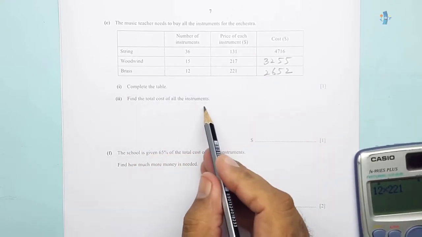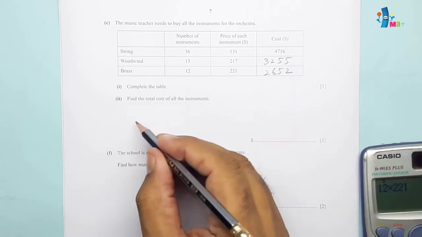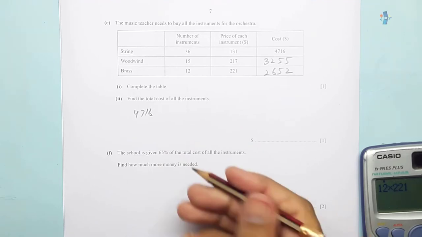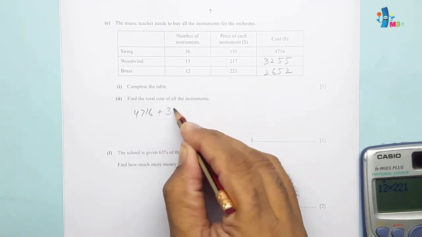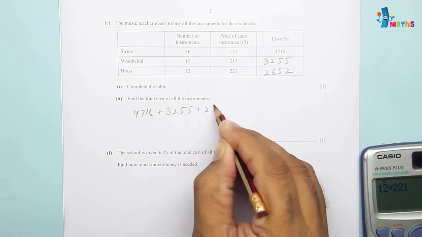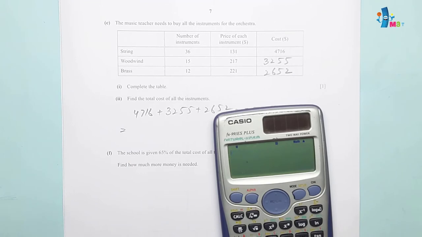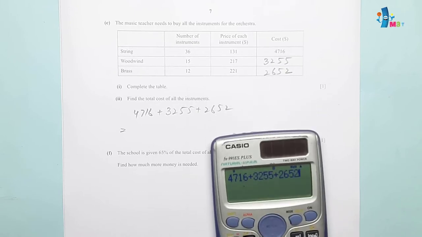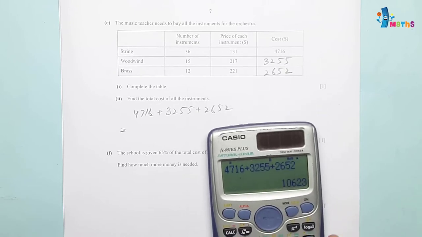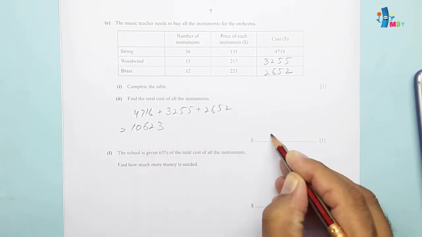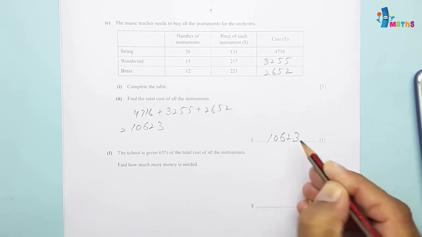Find the total cost of all the instruments. We have to add them all. So 4716 plus 3255 plus 2652, and we can add these numbers. This will be adding up to 10623 will be the total cost.